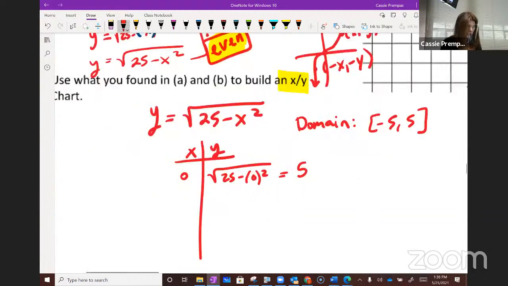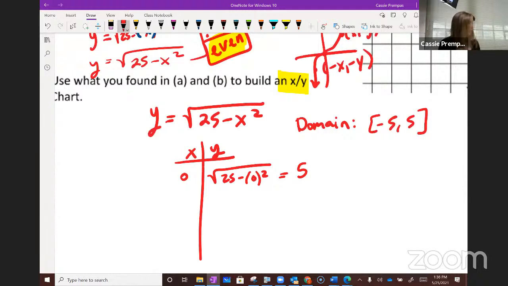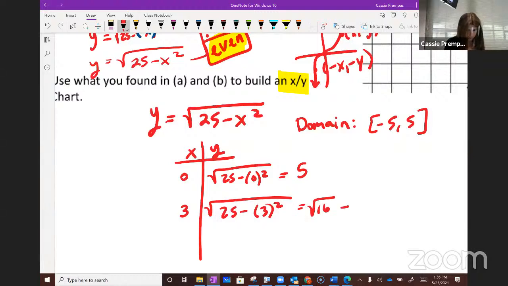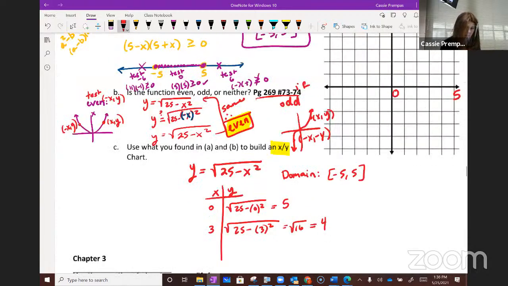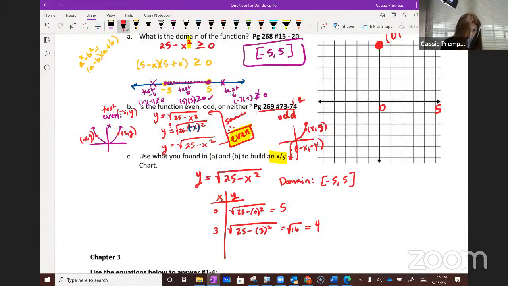What would be another good number to plug in that would allow me to work through it? 3 is a good one. If I do 25 minus 3 squared, 25 minus 9 is 16. What's the square root of 16? 4. So that's a nice one. I can plot 3, 4. And since this function is even, I know that -3, 4 also exists.